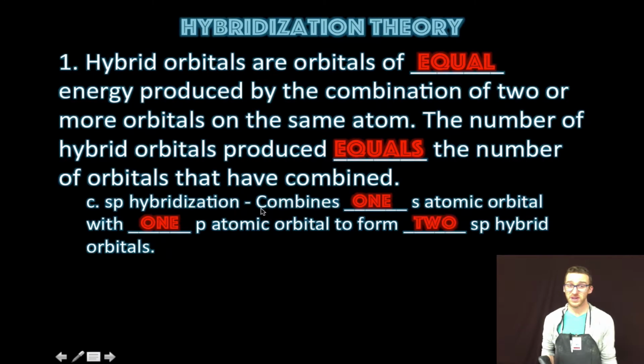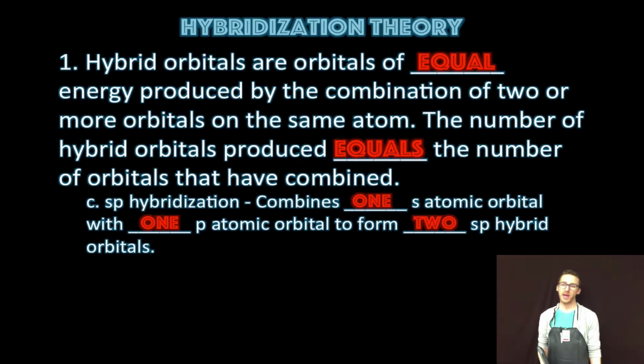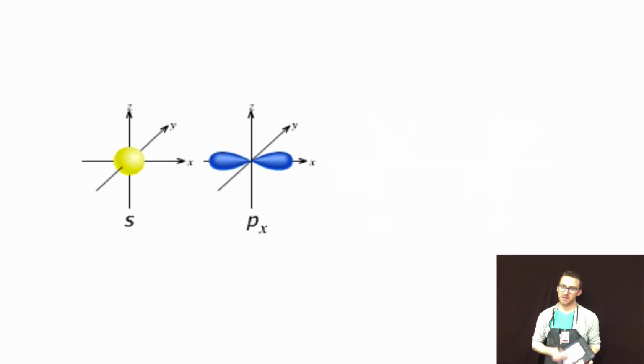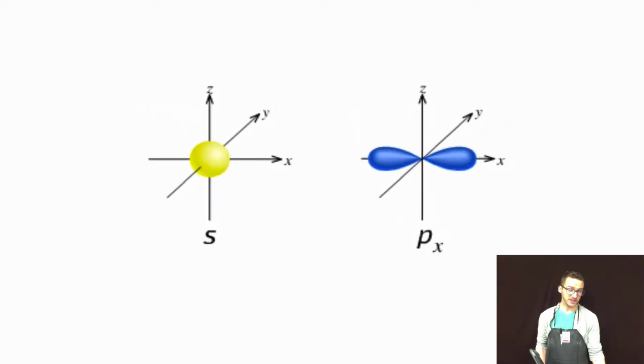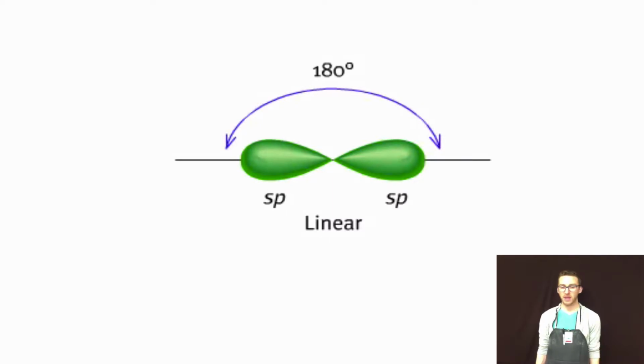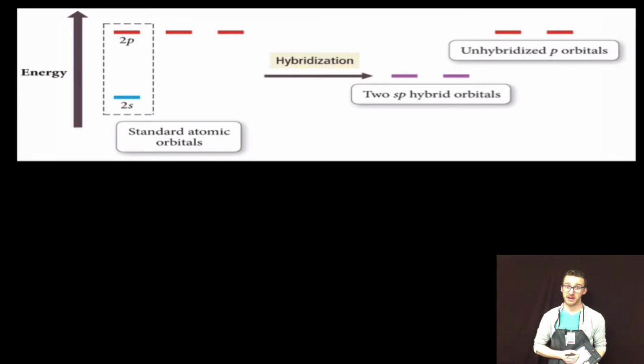And then lastly, we've got sp hybridization. Here we're combining one s orbital with one p orbital to form 2 sp hybrids. Check it out on the simulation. 1 s, 1 p, mix them together and form 2 hybrid sp orbitals. This type of hybridization is what gives us our linear geometries. Notice we're taking an s orbital and a p orbital, mixing them together and getting 2 hybrid sp orbitals.